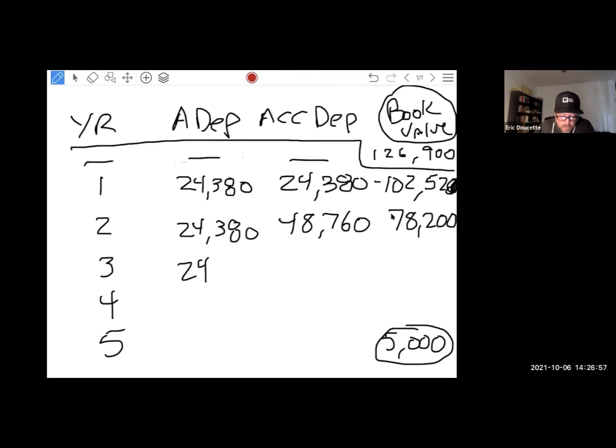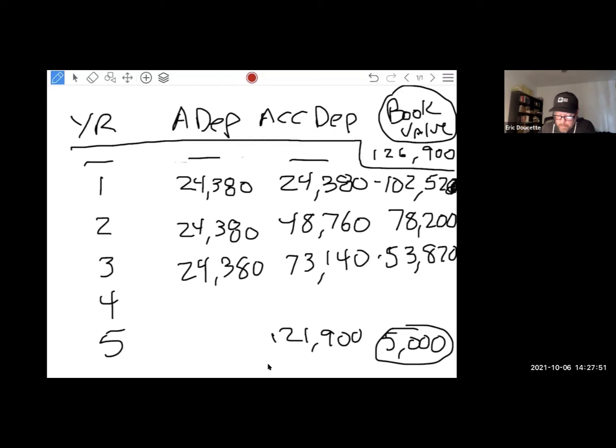Then you go to year three and do the same thing. You're going to take the 48,780 and add another 24,380 to it. So let's just do that real quick. 48,760 plus 24,380. So now you have 73,000. That's your total accumulated depreciation. Right? And then you're going to subtract another. So now your new book value is 53,820.